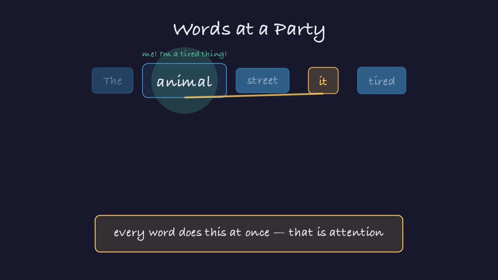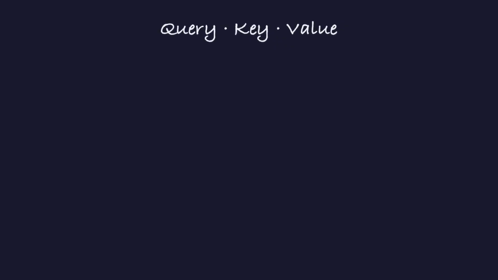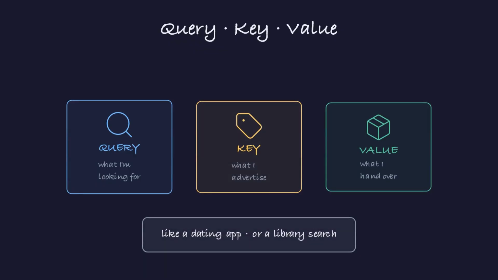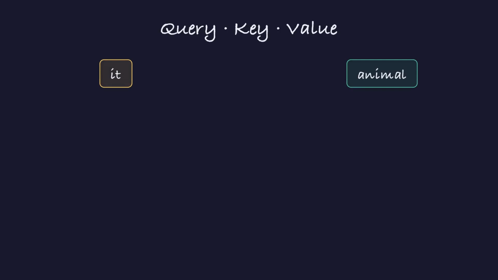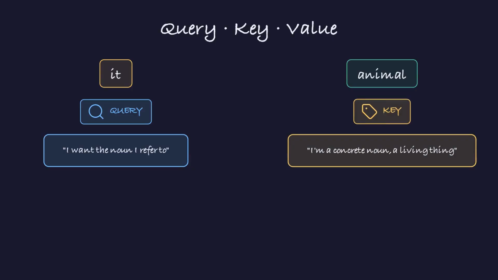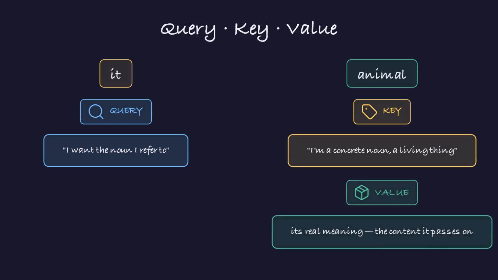That is attention. To run that conversation, each word generates three things from its embedding. This is the heart of it. Think of it like a dating app or a library search. First, a query. That's what a word is looking for. Our word "it" has a query that means, I want the noun I refer to. Second, a key. That's what a word advertises about itself, its profile, its label. "Animal" has a key that says, I'm a concrete noun, a living thing. Third, a value. That's the actual information a word hands over if it's chosen, its real content.